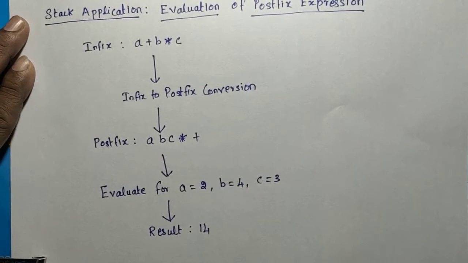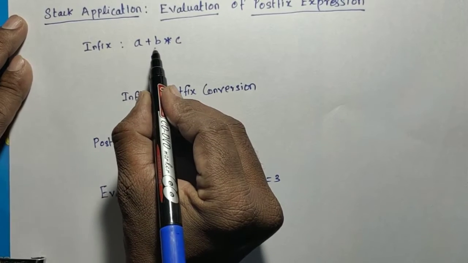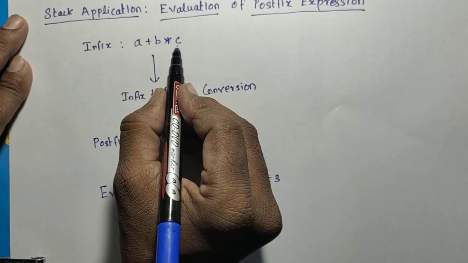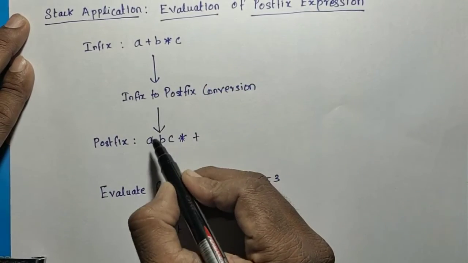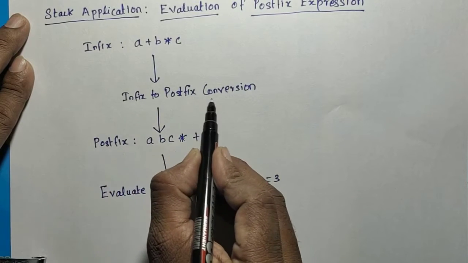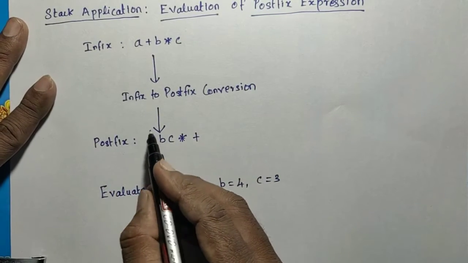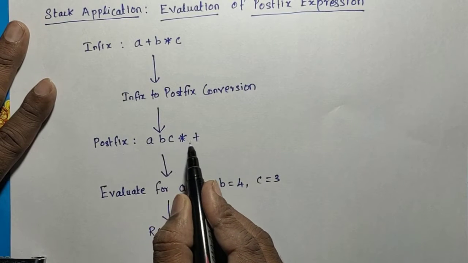For example, if we give an infix expression like a plus b star c in the programming, it will be converted into the postfix expression by using the infix to postfix conversion algorithm. The corresponding postfix expression is a, b, c, star, and then plus.